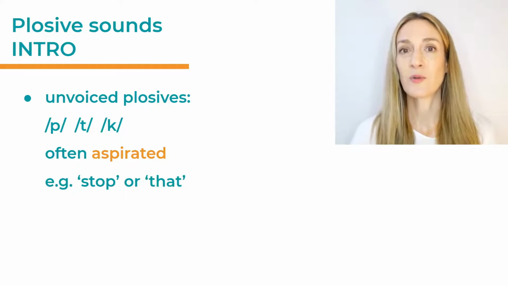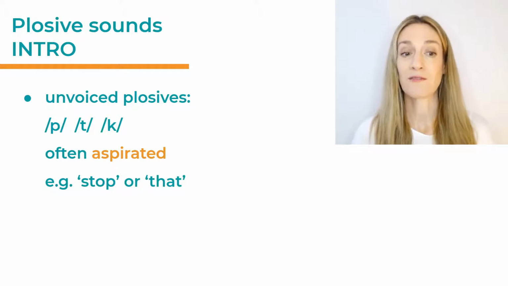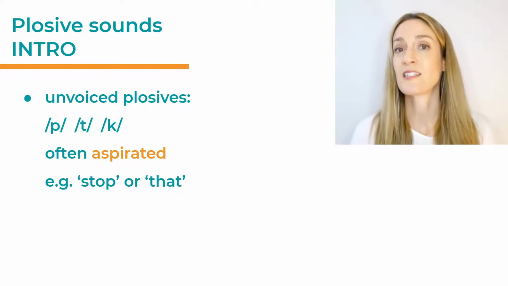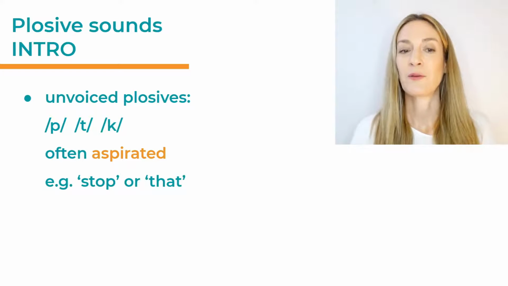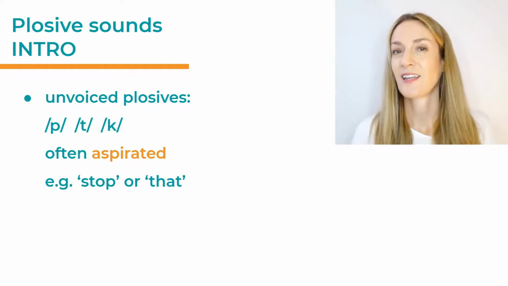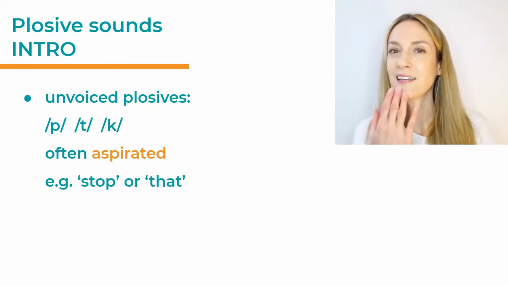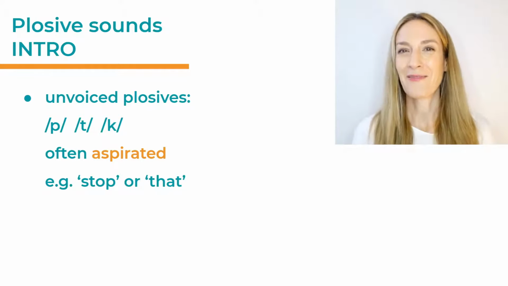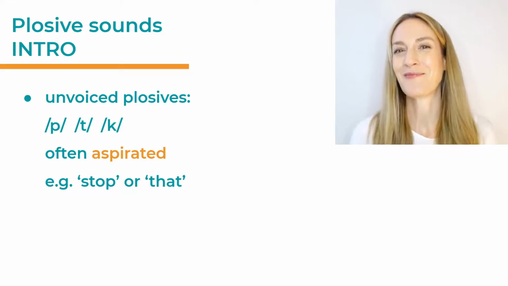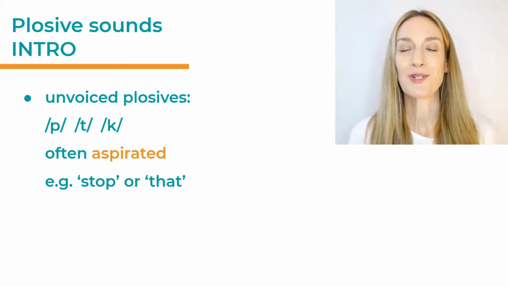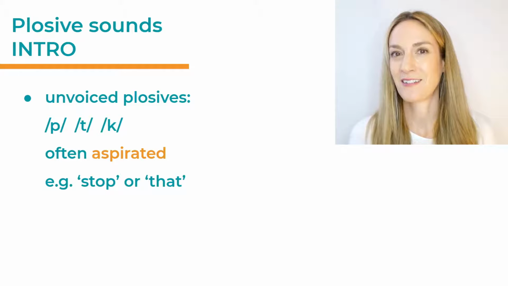And I've given you two words here as an example, stop. So here we actually have t and p in one word, stop, and also that. So the end sound here, that. I can also feel this little puff of air here at my bottom lip. If you say it a couple of times, I'm sure you can feel it too. That.